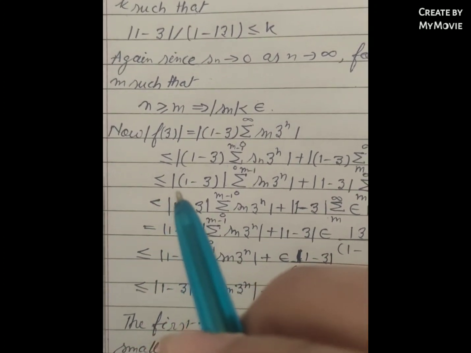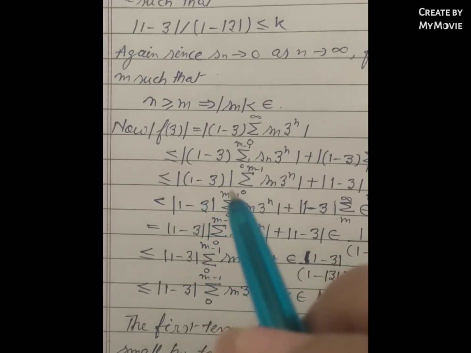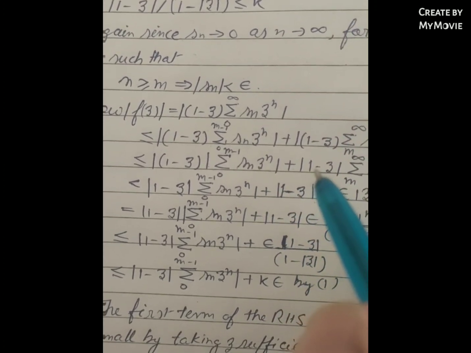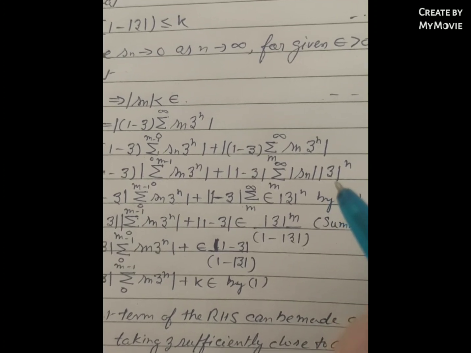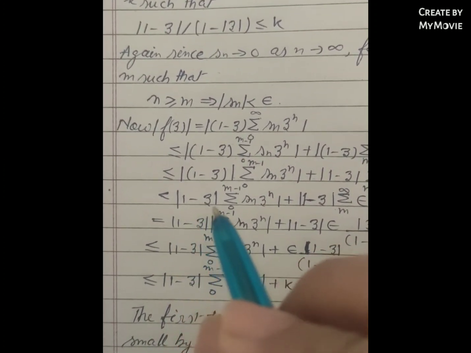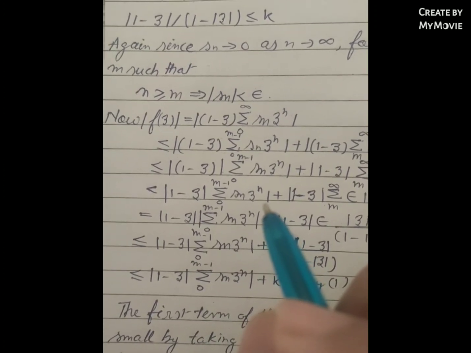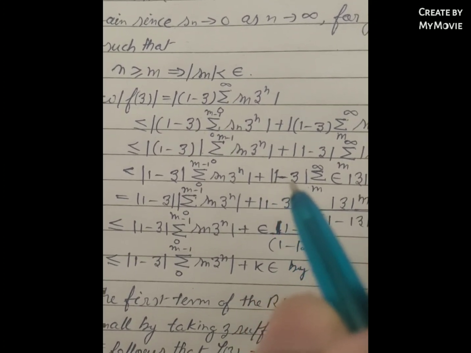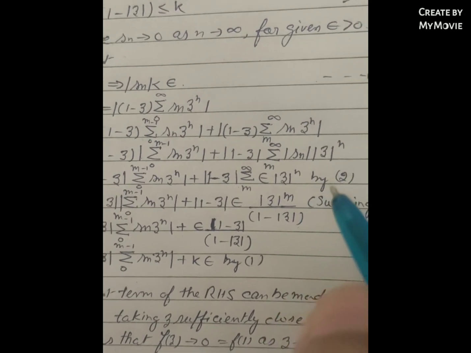Now this is less than or equal to modulus of (1 minus z) times the sum from 0 to m minus 1 of S_n z^n, plus modulus of (1 minus z) times the sum from m to infinity of modulus of S_n into modulus of z^n, which is less than modulus of (1 minus z) times the sum from 0 to m minus 1 of S_n z^n, plus modulus of (1 minus z) times the sum from m to infinity of epsilon modulus of z^n.